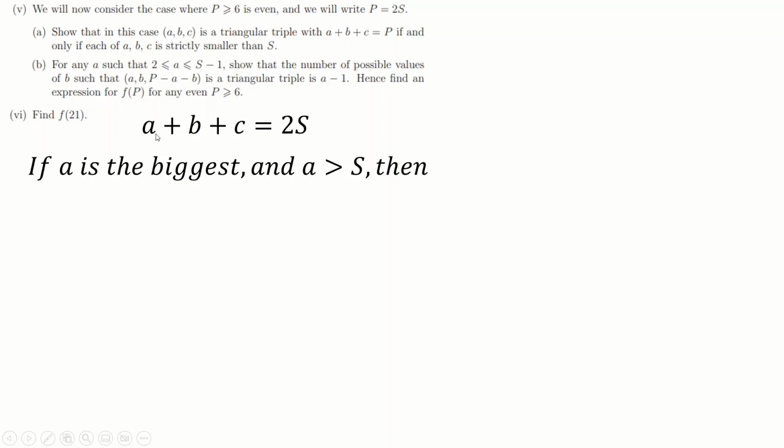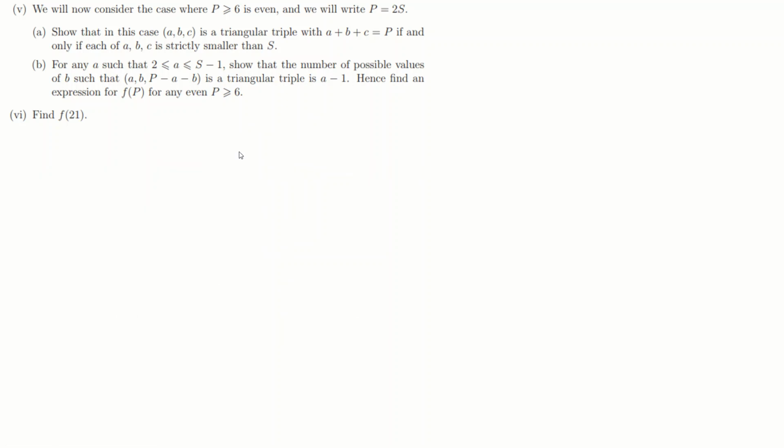So if A is the biggest side, and you can repeat this with B and C if you want to, and A is bigger than S, so we're doing this by contradiction, then we can replace A with S, and this side becomes smaller. Right, because A is bigger than S, so if we replace this side with S, we've made this side smaller. But of course this doesn't work, because when you take away S from both sides, you get B plus C is less than S, which is less than A. And that doesn't work for a triangular triple. The whole point of triangular triples is the two smaller sides add up to something bigger than the biggest. And you can repeat this argument with the other two sides, and you'll get the required result.